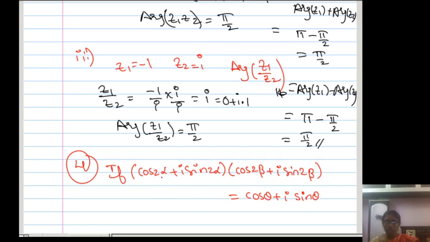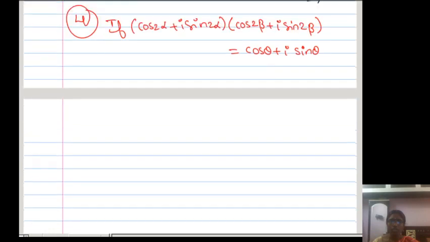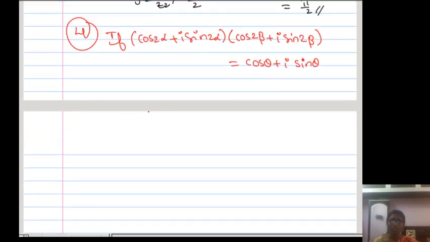See, how to find the theta value here? First simplify the LHS, then compare it with the RHS. You have to convert the LHS into the form cos theta plus i sin theta. After simplification, you will get theta. Let us see. What is our LHS?